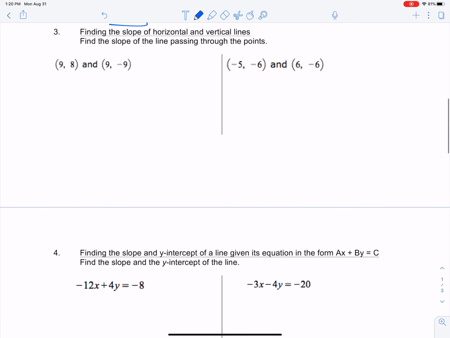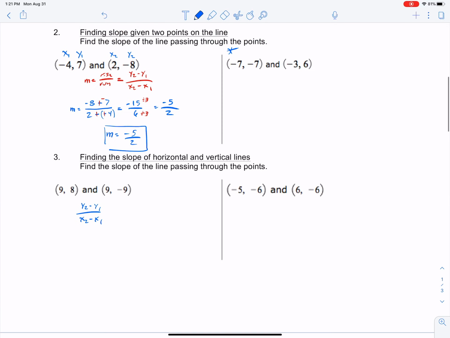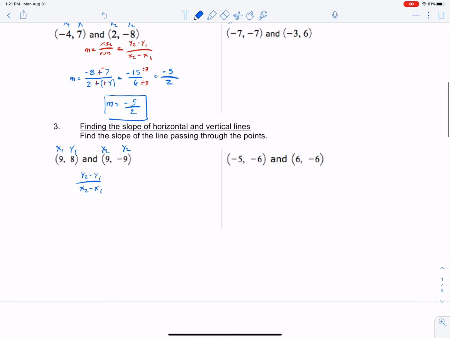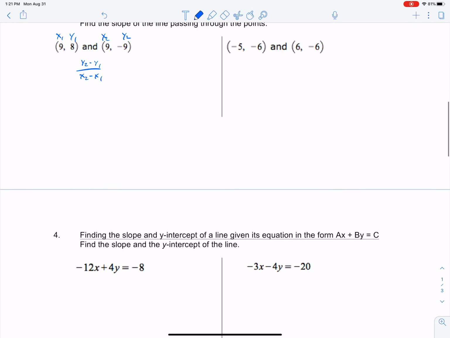Number 3, finding the slope of horizontal and vertical lines. Okay, so we're going to use the same thing. We're going to use y2 minus y1 over x2 minus x1, and that gives us our slope. I'm given 2 points. So the first thing we want to do, how are we going to label these? Let's look back at the top. x1, y1, x2, y2. And all we need to do is plug those in now.